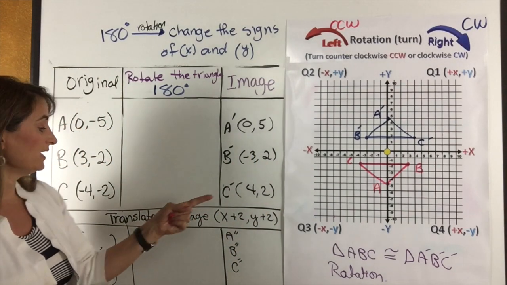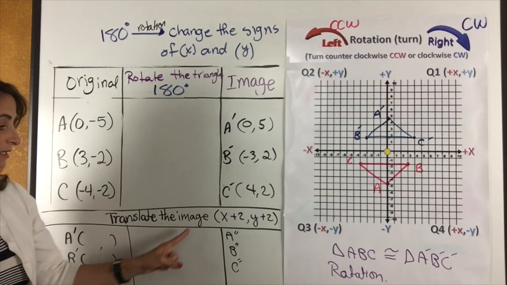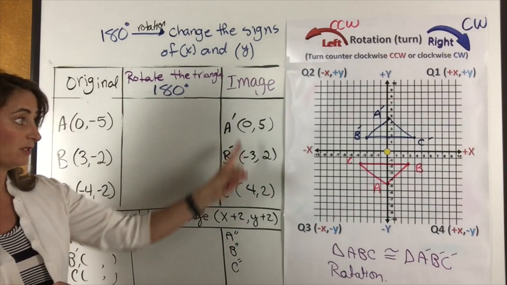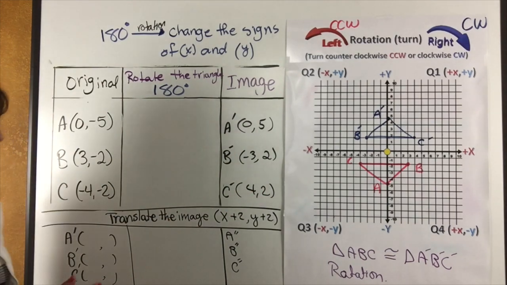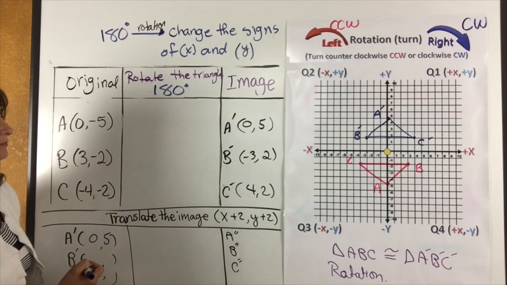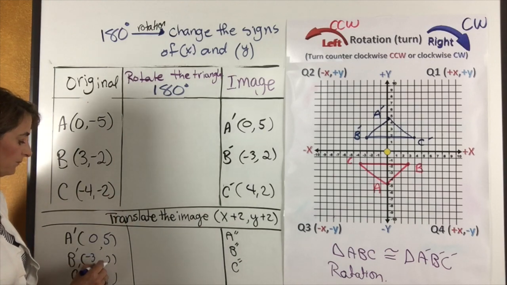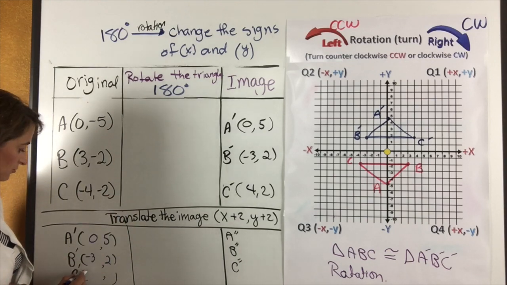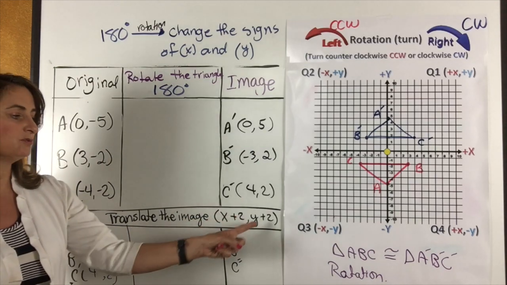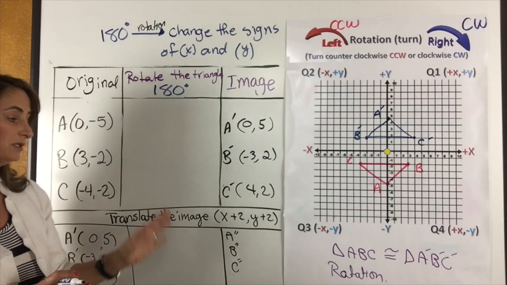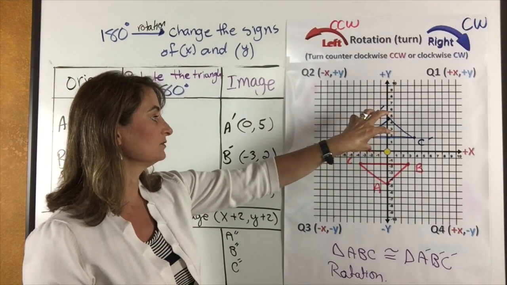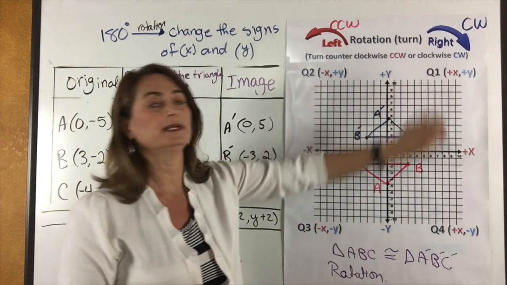Now I need you to translate the image, x plus 2, y plus 2. The image is the blue one, where A prime is 0, 5, B prime is negative 3, 2, and C prime is 4, 2. Since x is increasing by 2 and y is increasing by 2, you can count spaces from here. The whole triangle needs to go to the right 2 and up 2. It's going to end up right here.